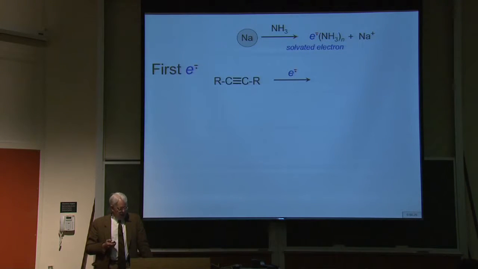Okay? Now, if you have an acetylene, an electron will add to it. What orbital will it go into? What's the LUMO going to be? Yeet, what do you say?